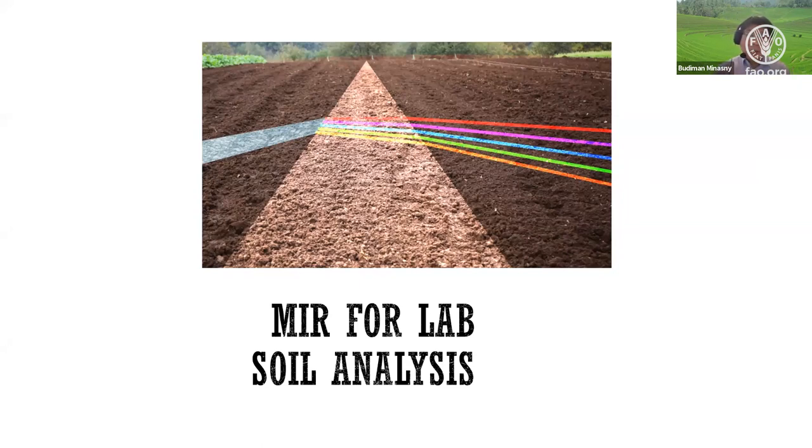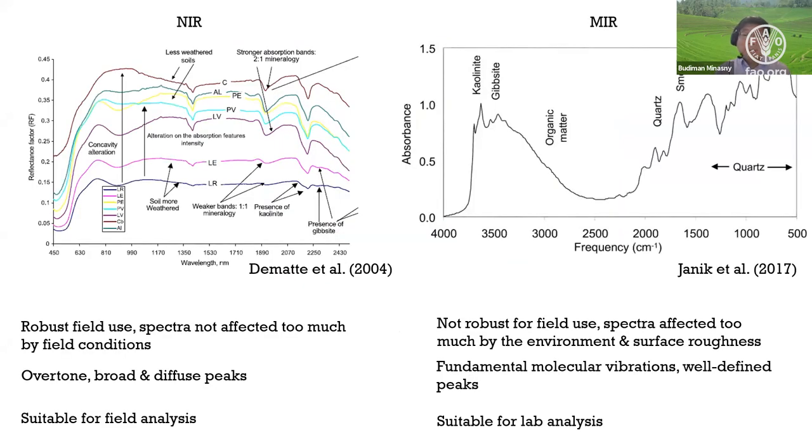And now I'll talk more about mid infrared for lab soil analysis. The difference is that, as we said before, near infrared is from 700 to 2500 nanometers. And for mid infrared, it's the other way, from 2500 to 25,000 nanometers. But it's usually expressed in terms of the frequency, 1/cm, or the inverse of the wavelength. So we won't worry about that too much.